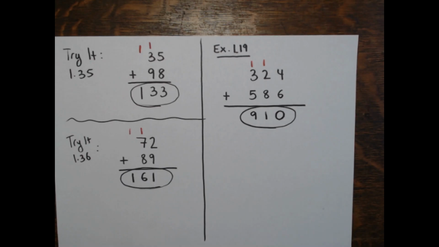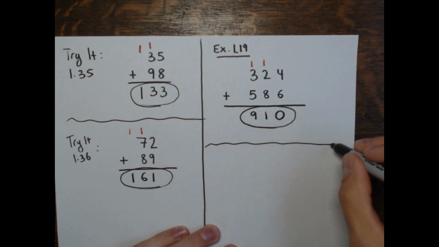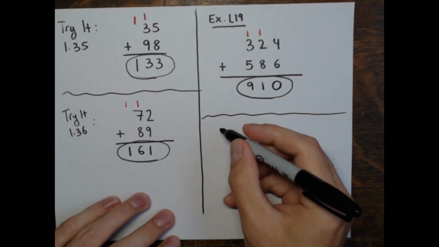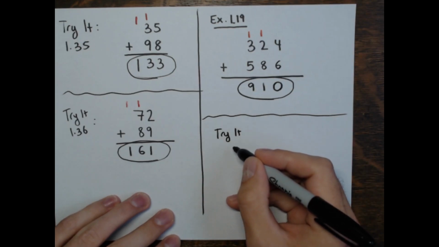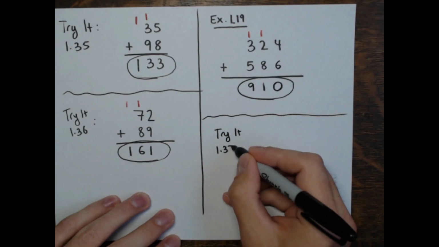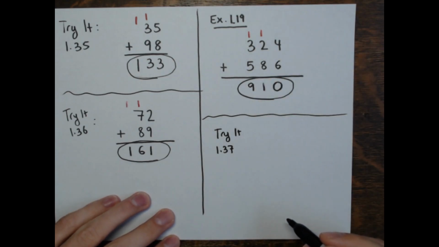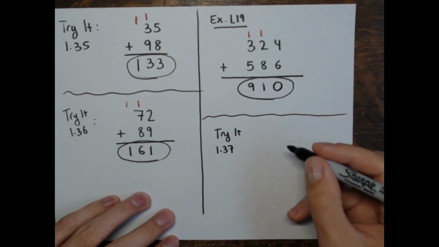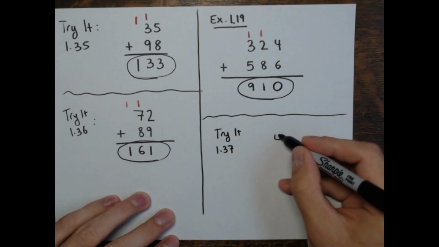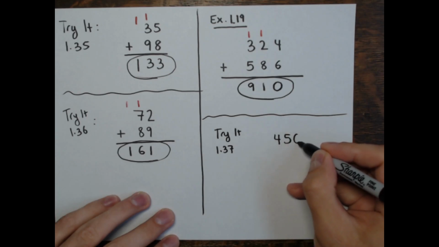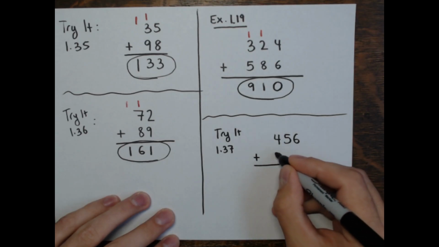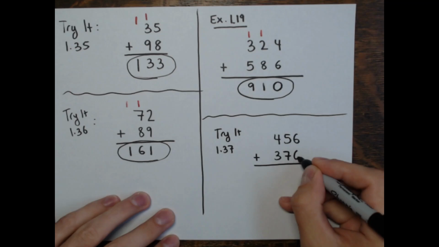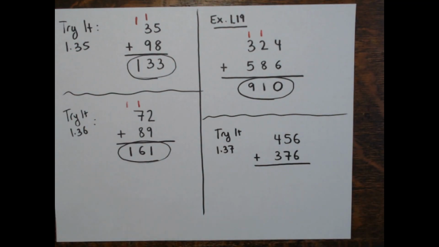All right, so then the next try it problem. The next try it problem, try it 1.37, is another one like this with the adding two 3-digit numbers. Whole numbers, you got 456 plus 376. All right, we gotta line up the place values.